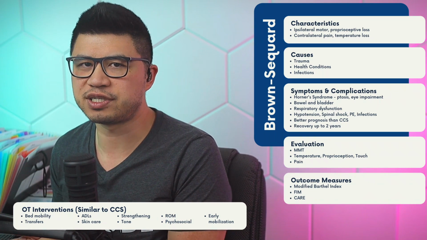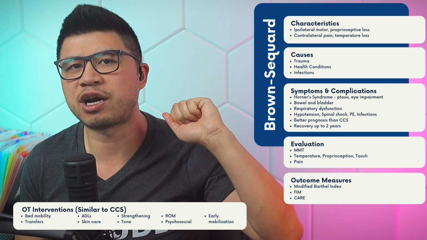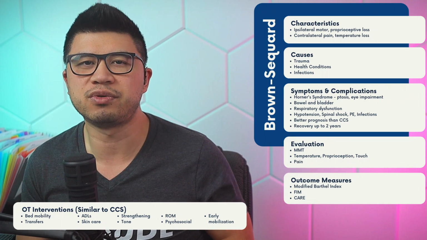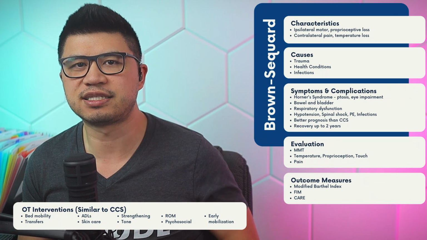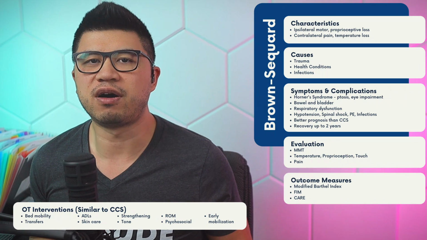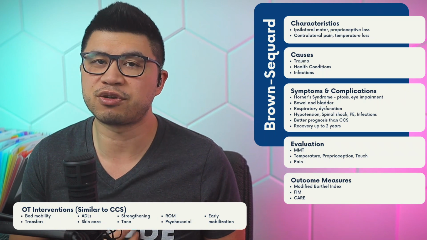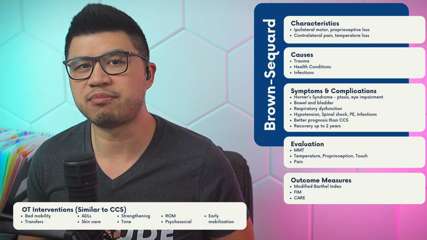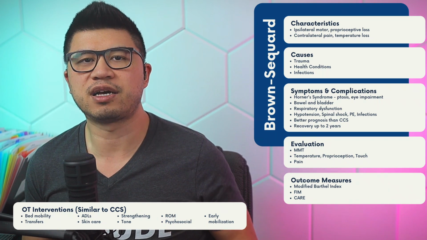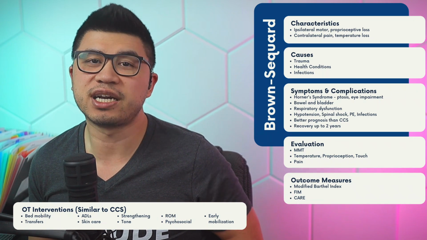The classic cause of Brown-Sequard is knife injury and trauma, but it can be caused by other trauma such as gunshot wounds, motor vehicle accidents, and blunt trauma, or even fractured vertebrae from a fall. It can also be caused internally, such as from disc herniation, tumors, and multiple sclerosis. Infections could also play a role and may be caused by tuberculosis, shingles, and meningitis.